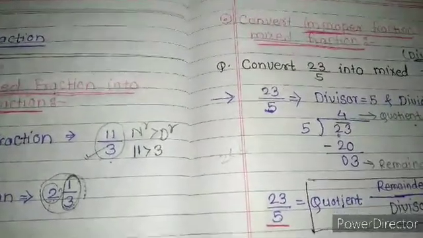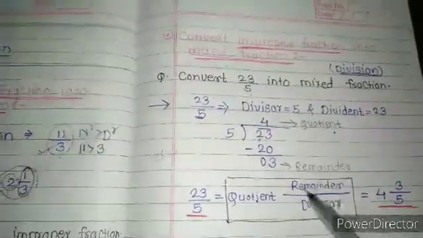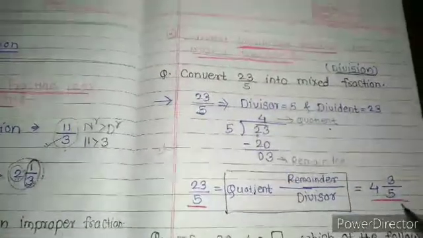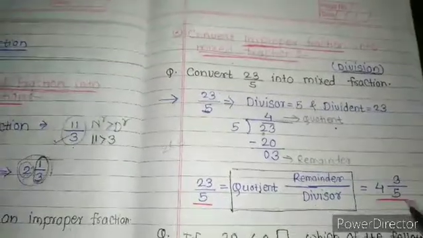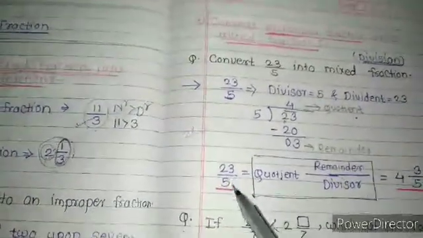At numerator we are writing the remainder. So complete number is quotient, so 4. Remainder is our numerator, so yes, 3 is the numerator and divisor is the denominator. So it is 5. So 4 and 3 upon 5 is the mixed fraction for 23 upon 5.